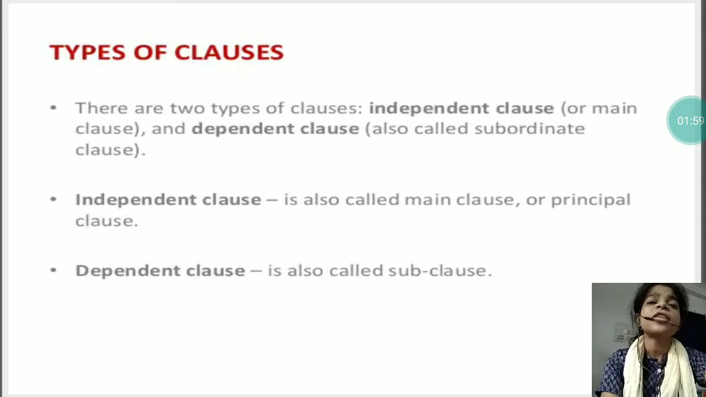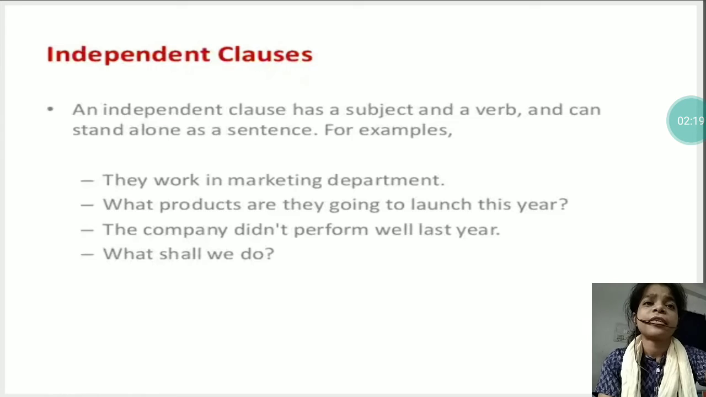Now there are two types of clauses, independent and dependent. Independent is also called main clause or principal clause, and dependent is also called subclause or subordinate clause. Different names are there. We can use any name. Now, what is an independent clause?